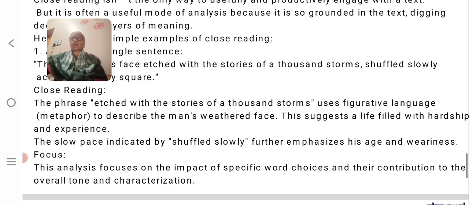These lines focus on the impact of specific word choices and their contribution to the overall tone and characterization. So close reading helps to understand why such specific word choices contribute to the overall tone and characterization of the old man.